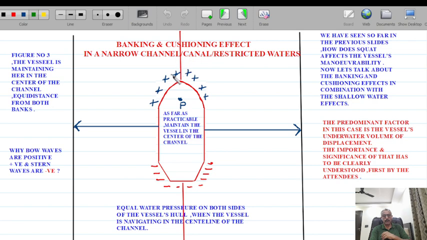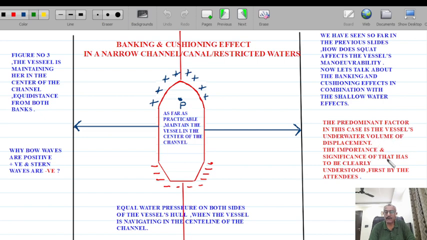Now, when the water is coming from here, that is, if I bring the picture on live, no more hypothesis now, the water is going to come and fill up this void as soon as possible. But because of the restriction of the channel width and the UKC, that is the draft of the vessel, it will take a lot of time to fill up this void, and that will create a vacuum. How it works with respect to Bernoulli's theorem and the Venturi effect, we'll see in the next slides. So, I repeat that the predominant factor in this case is the vessel's underwater volume of displacement.